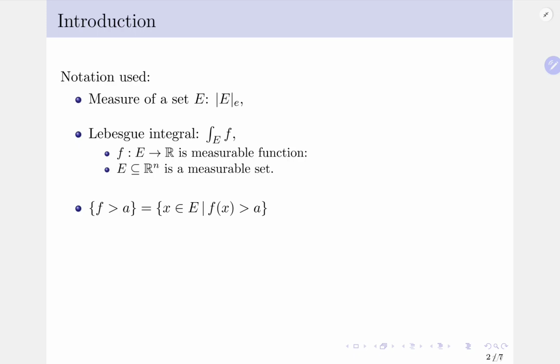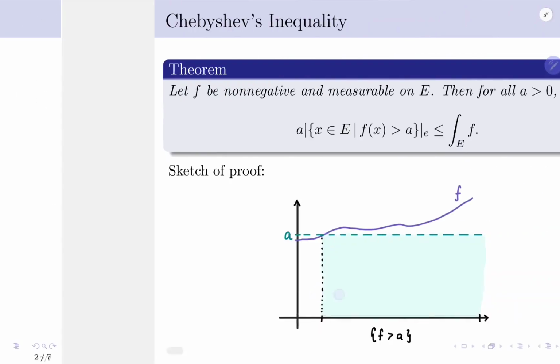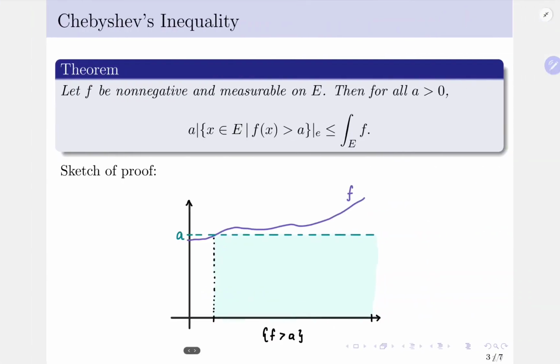First is the measure of a set E, which we will write in this form. And also the Lebesgue integral, where f is a measurable function and E is a measurable set in R^n. Next is the set of f larger than a. We define it as the set of all x in the measurable set E such that f(x) is larger than a.